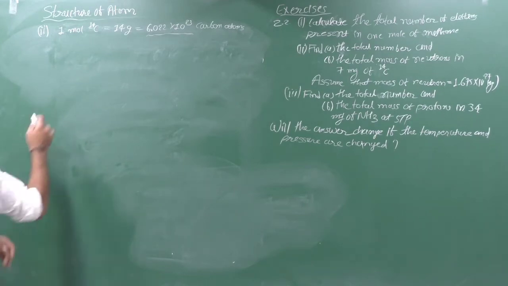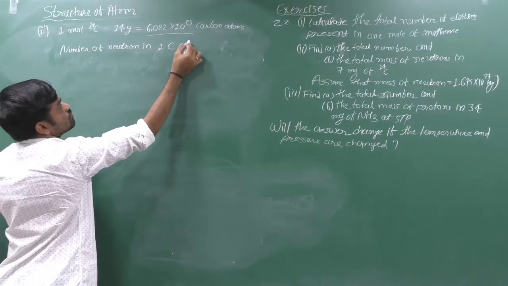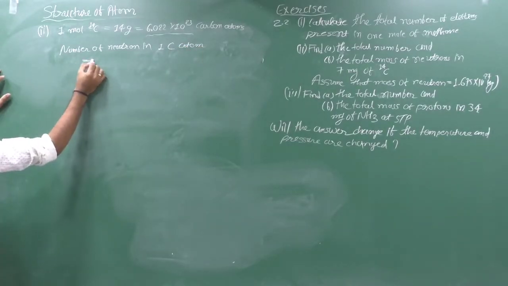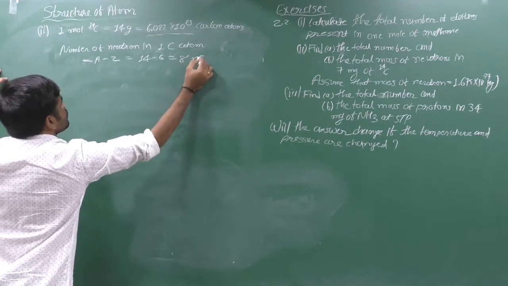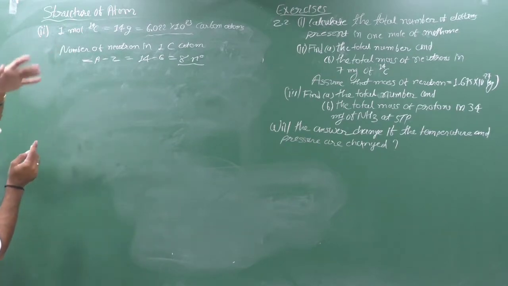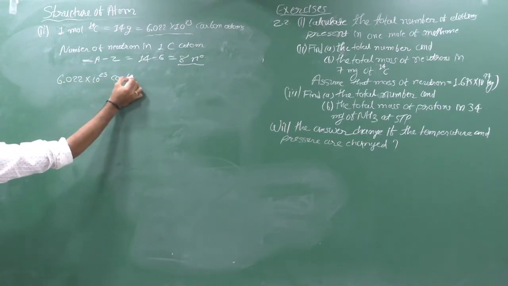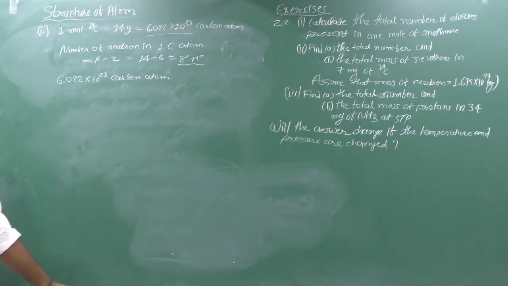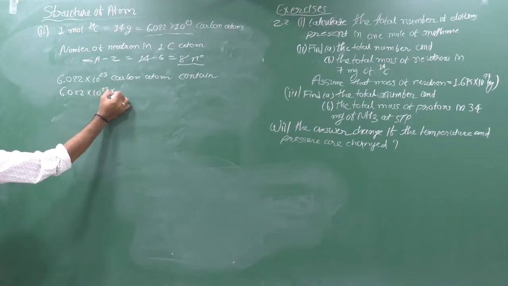Now the number of neutrons in 1 carbon atom, not one mole, is equal to mass number minus atomic number, means 14 minus 6 is equal to 8 neutrons. Suppose we take carbon 14, then 1 carbon 14 has 8 neutrons. Yes or no? So in 1 mole, we will do the first calculation: 6.022 into 10 raised to 23 carbon atoms contain, we will multiply, 6.022 into 10 raised to 23 cross 8 neutrons.